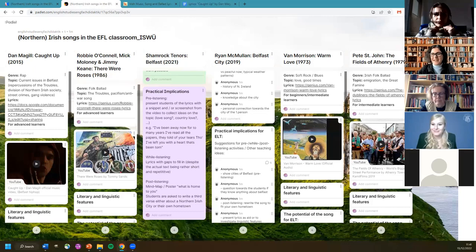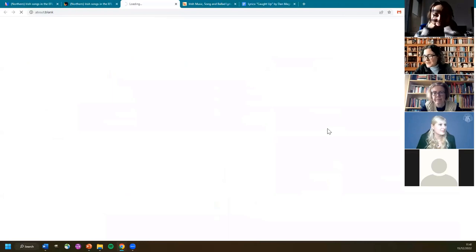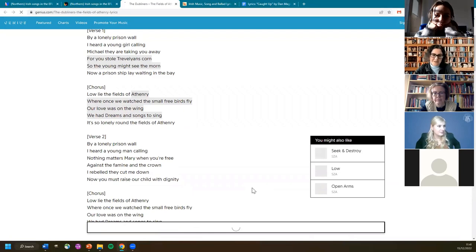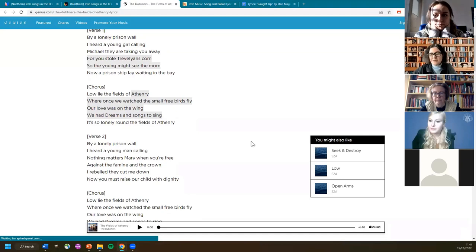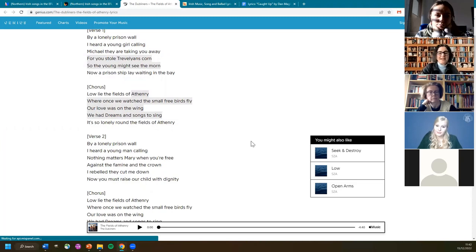Okay, great. Yes, so we had The Fields of Athenry, and we thought the students' potential for the classroom is that students learn about Irish history, most importantly about the famine, about emigration and everything connected to that. Linguistically or on literary devices, we found a rhyme scheme, like in a poem, which is very common in songs, because songs are more or less poems, whereas it is not a really traditional rhyme scheme, but we found something like Athenry and rye and fly and so on.